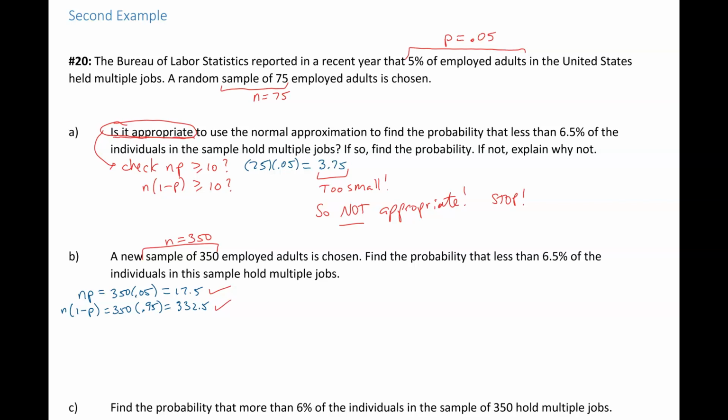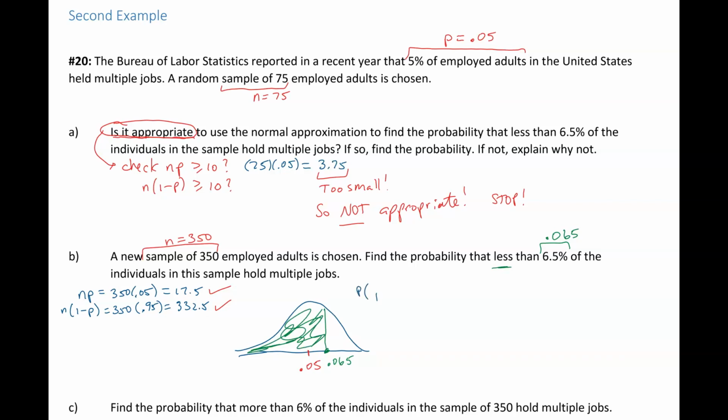So now we can address the question. We can draw a picture if we want. So we've got our normal distribution because we've got a big enough sample size. The population P value, 0.05, goes in the middle. And 6.5% in the problem, we convert that to a decimal, and that becomes 0.065. So 0.065 will be a little bit bigger than 0.05, but we're going less than that. So that will be to the left of that point. So we want to find that area.